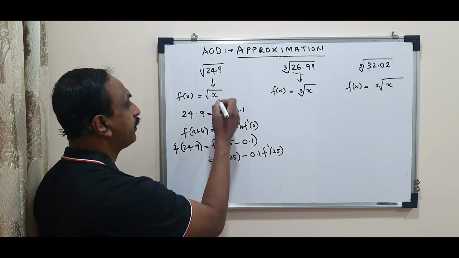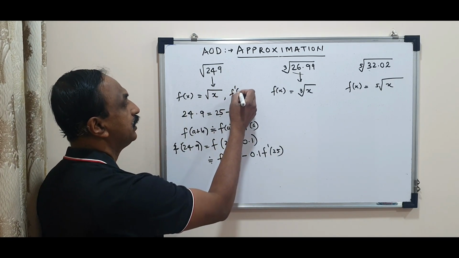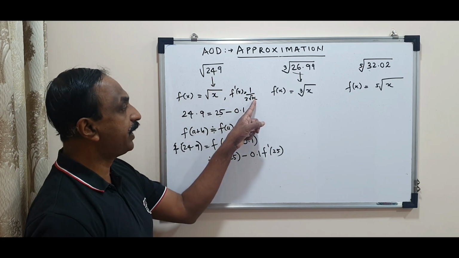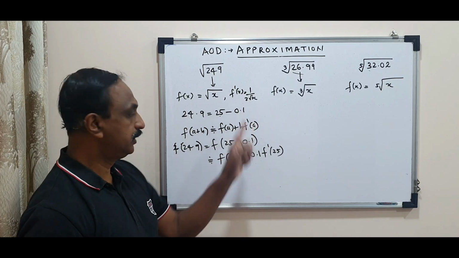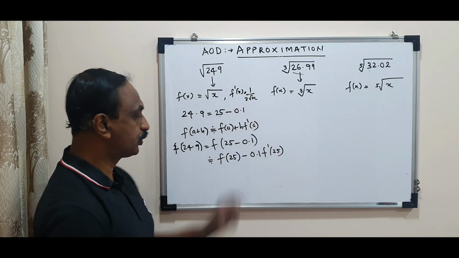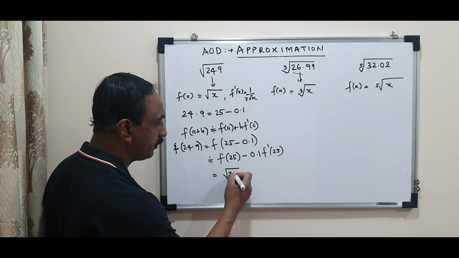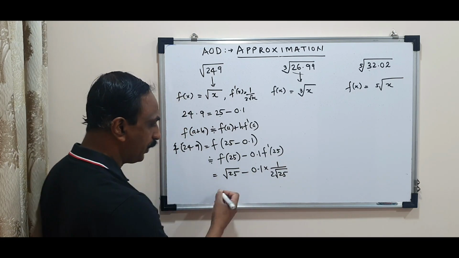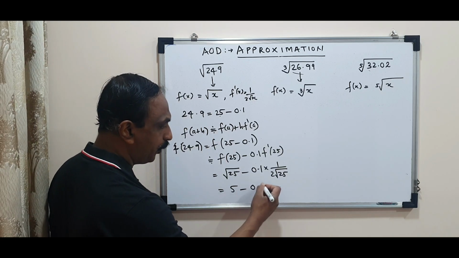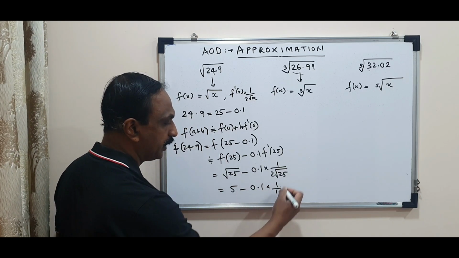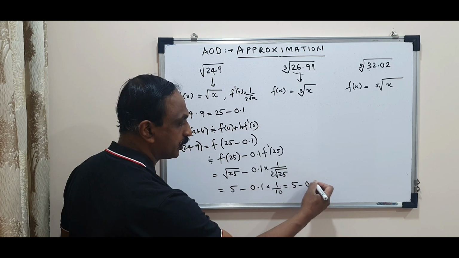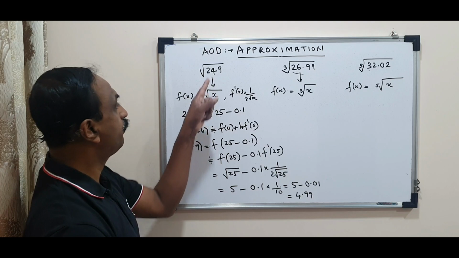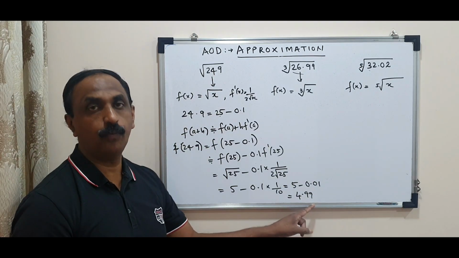f dash of x is 1 by 2 root x. So if you replace x by 25 here, it will become 1 by 10. So this becomes root of 25 minus 0.1 into 1 by 2 root 25. Now you can easily calculate: it is 5 minus 0.1 into 1 by 10. So this is 5 minus 0.01, which is 4.99. So the square root of 24.9 is approximately 4.99.